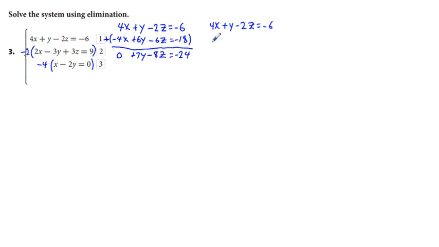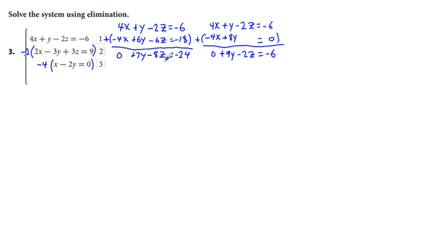So negative 4 times x is negative 4x. And negative 4 times negative 2y is going to be plus 8y. And then we don't have any z to multiply by. And on the right side, negative 4 times 0 is going to be 0. And so when we add, we're going to do the same thing as we did in the last one: 4x minus 4x is 0, and y plus 8y is going to be plus 9y. And then negative 2z plus 0 is going to be minus 2z, equal to negative 6.